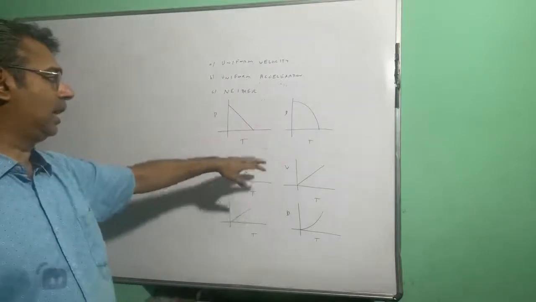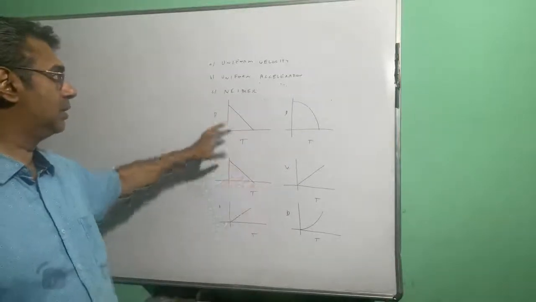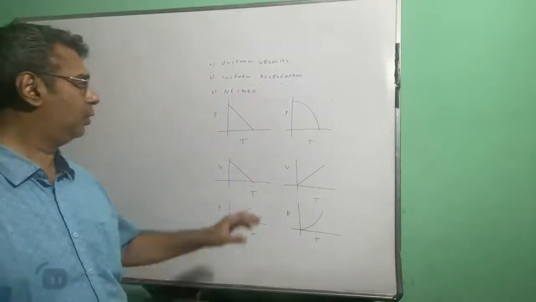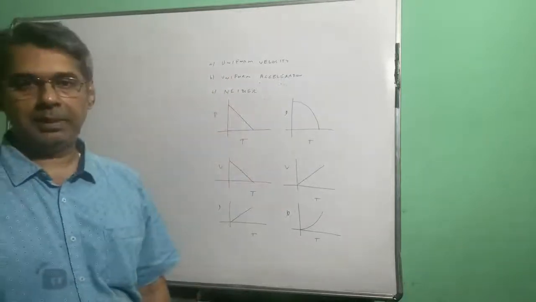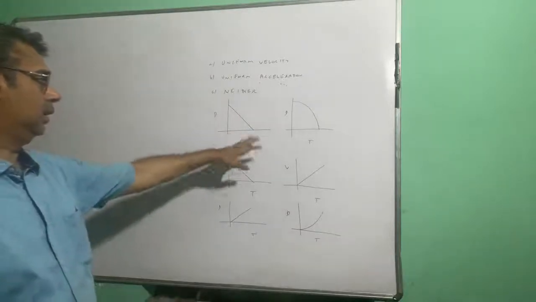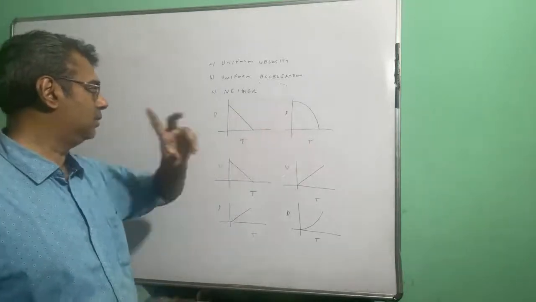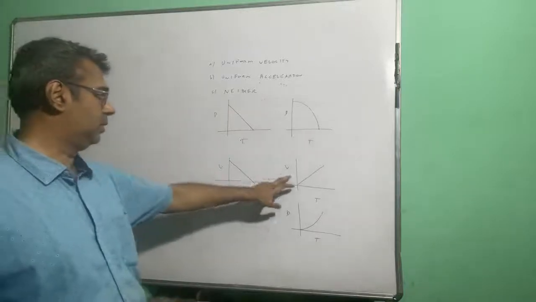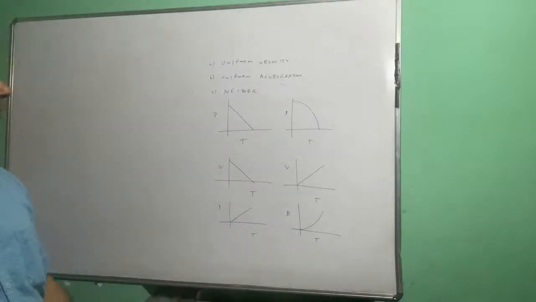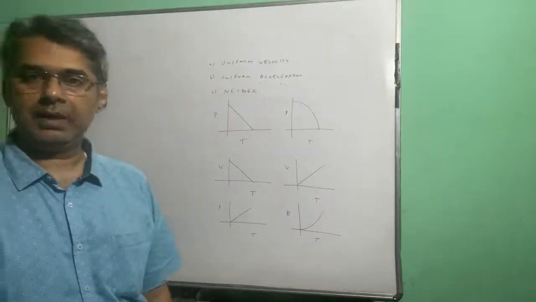So there are 6 graphs, and for each of them, one of the 3 options will be applicable: either uniform velocity, or uniform acceleration, or neither. You will have to say for each graph out of A, B, C which one is applicable. This graph is displacement versus time, this is displacement versus time, this is velocity versus time, displacement versus time, displacement versus time. So for each of them you have to say whether it is uniform velocity, uniform acceleration or neither. That is your homework, right?